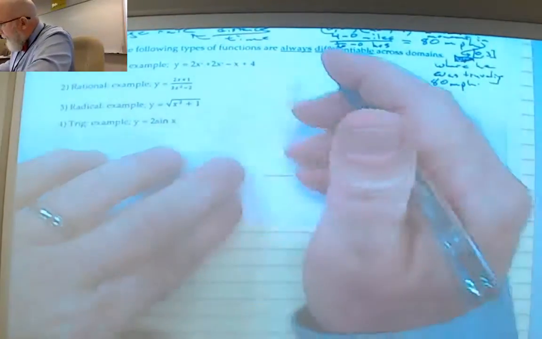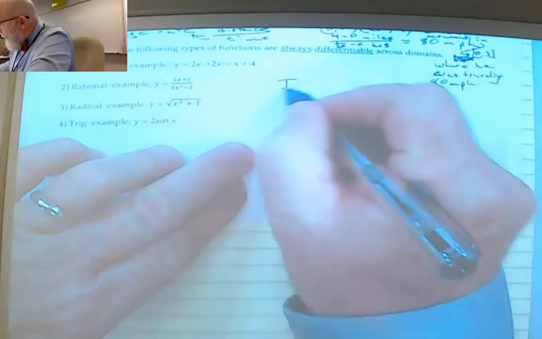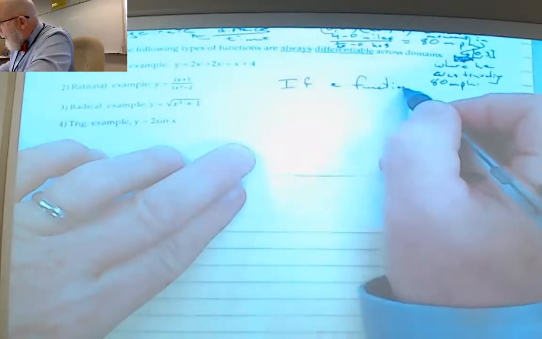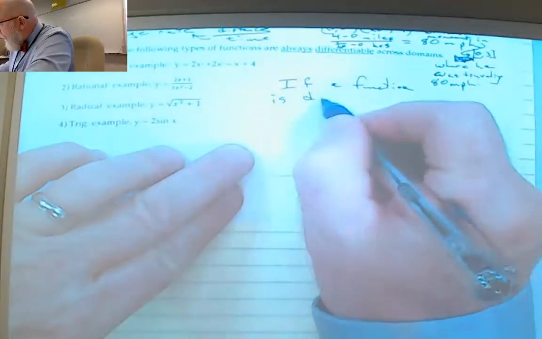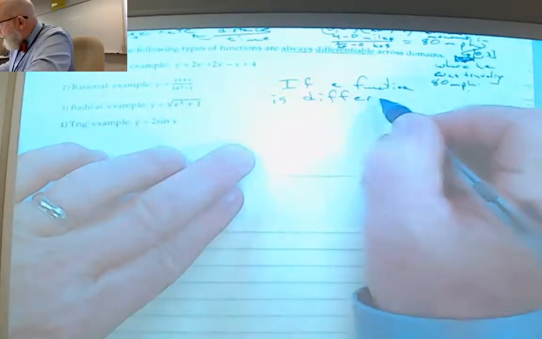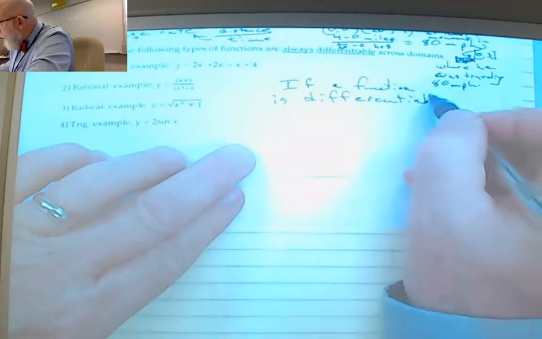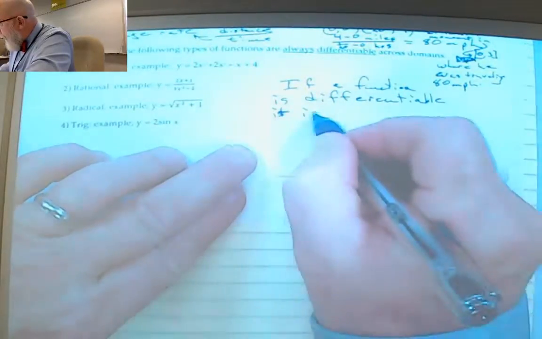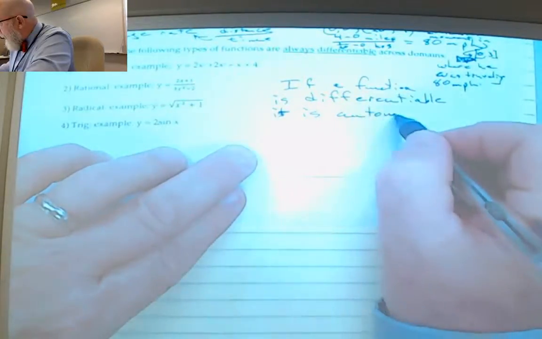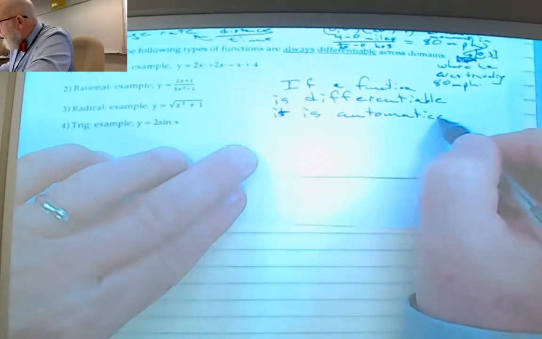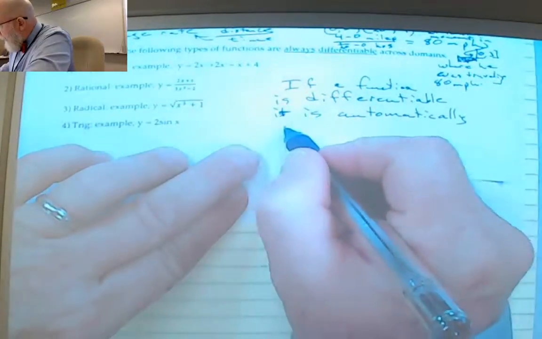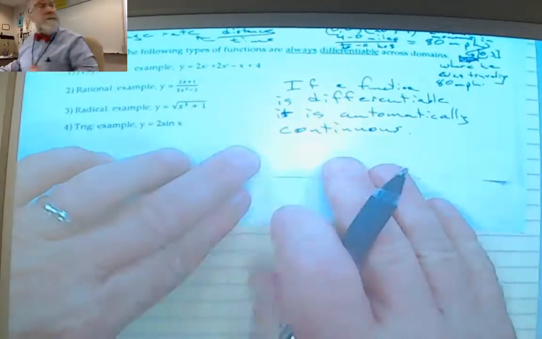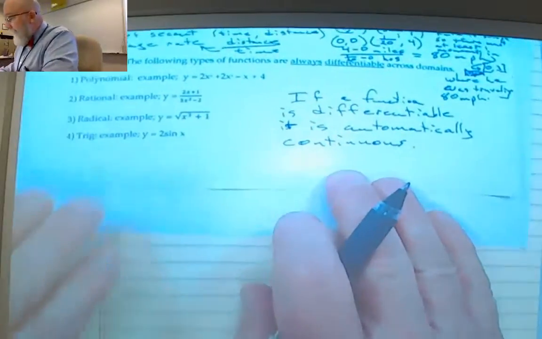If a function is differentiable, it is automatically continuous. If it's differentiable, it's automatically continuous.